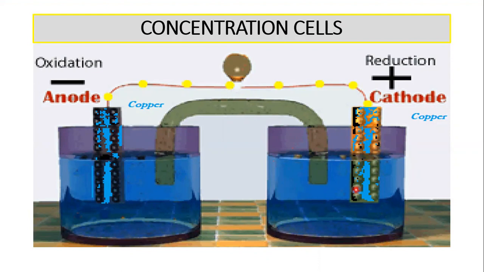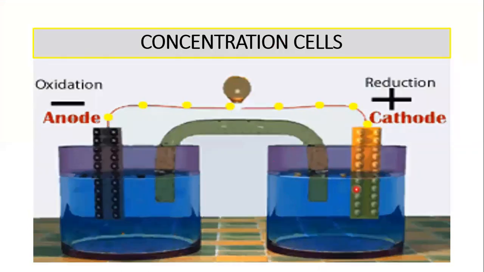Before that, this is the concentration cell. This is how the flow of electrons from anode to cathode takes place and the generation of electric current. Hope you understood the theory part.